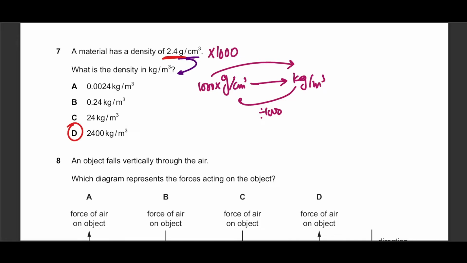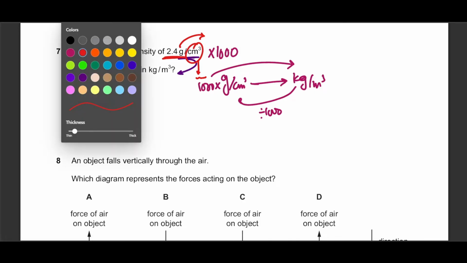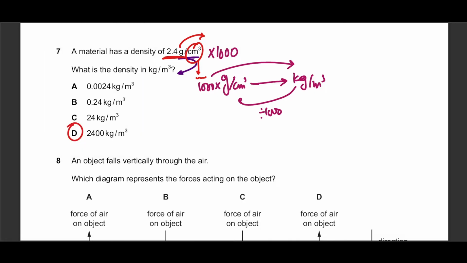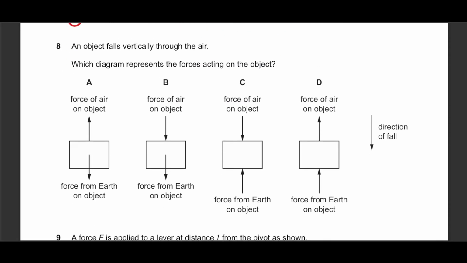You can choose to convert this into kilograms, and then converting cm cube into meter cube separately, and then trying to divide it. But really, it's all down to memory. You shouldn't waste a lot of time on this question. Question number 8. An object falling through air, which diagram represents the forces acting on the object.